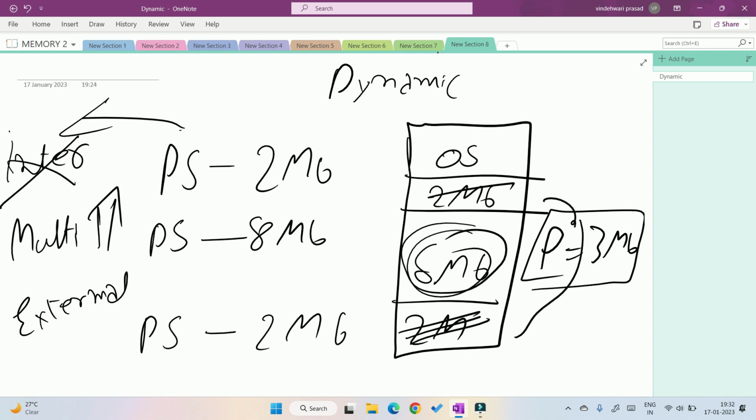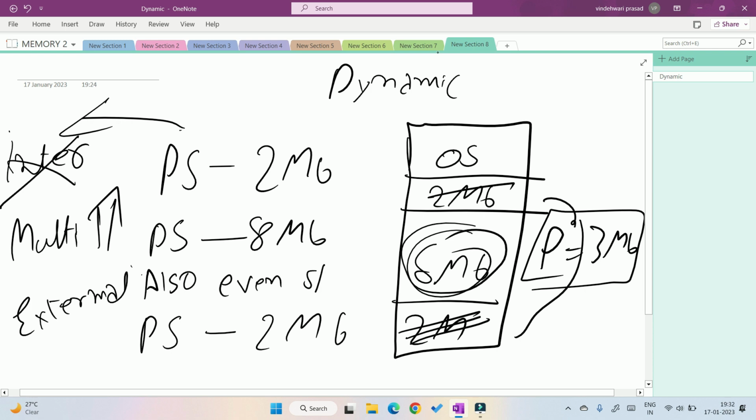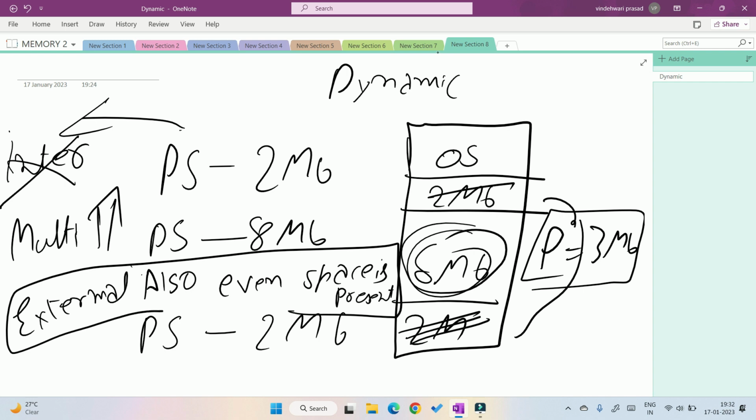No. Why? Because we need continuous space, not this type of discrete space. So external fragmentation is also present here. Even though the space is present, it cannot be allotted because the space is not present continuously. So in dynamic partition also, the space problem exists. These are some difficulties which we face in fixed and dynamic partitioning.